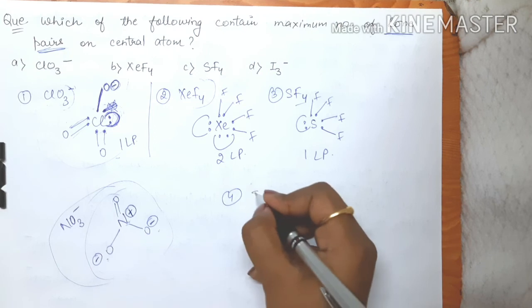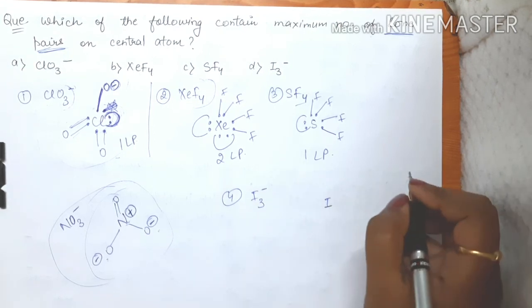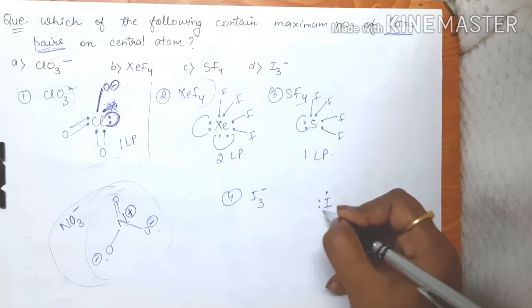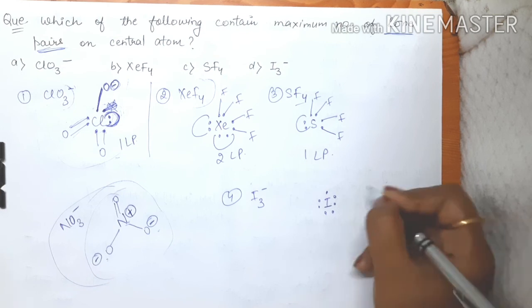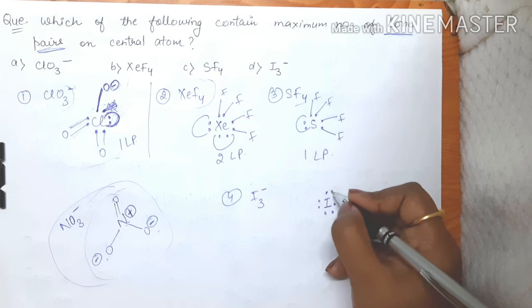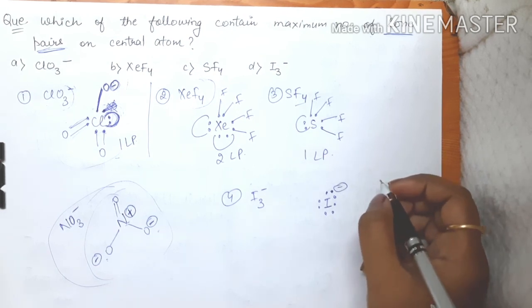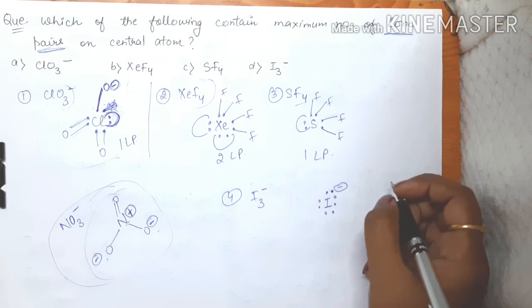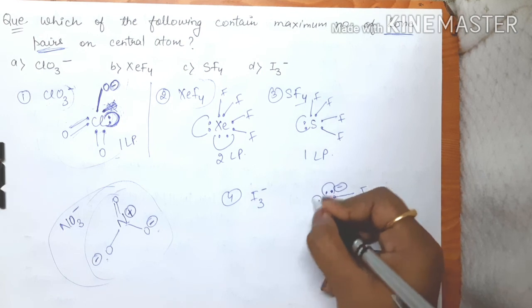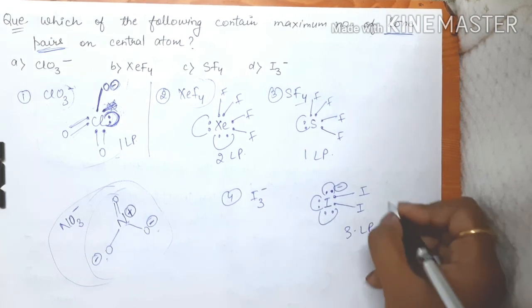Now the fourth molecule is I3 negative. Here iodine is present like this. Iodine is the central atom. It is a halogen, so it will have 7 electrons in the valence shell. In order to introduce negative charge, we have to introduce 1 electron here along with the negative charge. Now this iodine is attached with 2 more iodines like this and has 3 lone pairs. So this is the rough structure.